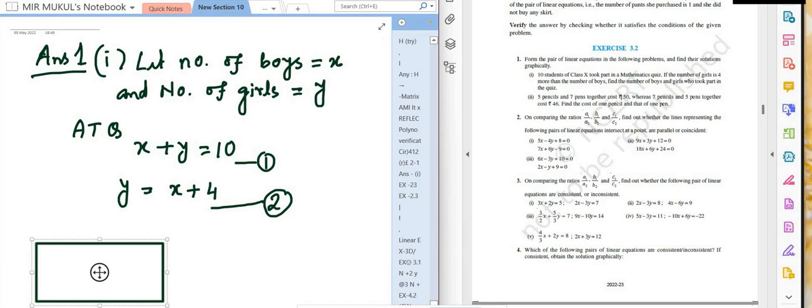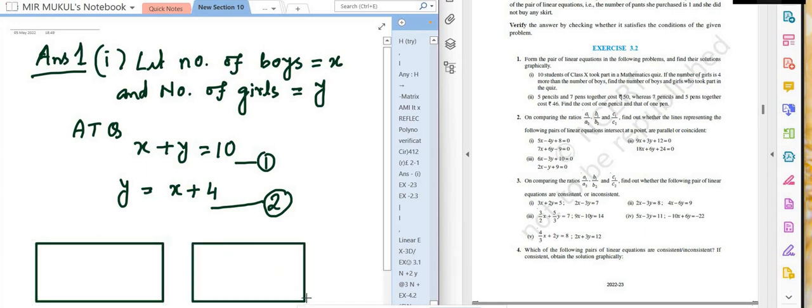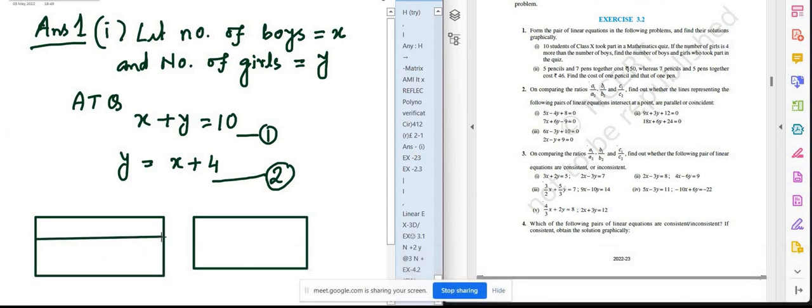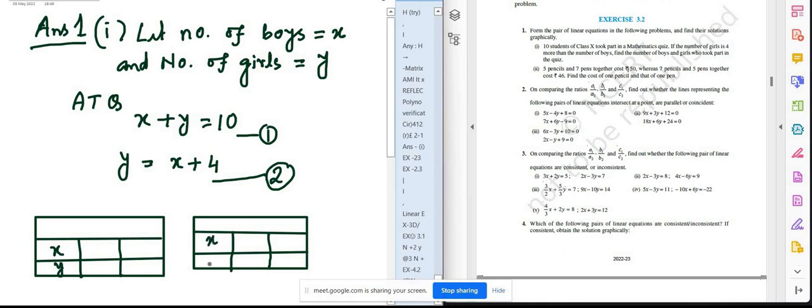So we have to make two boxes for two equations. So make it. After that, draw a line, one more line, then one more line. So here x, y, here 4 points, x, y, here 4 points. Here x, here y.